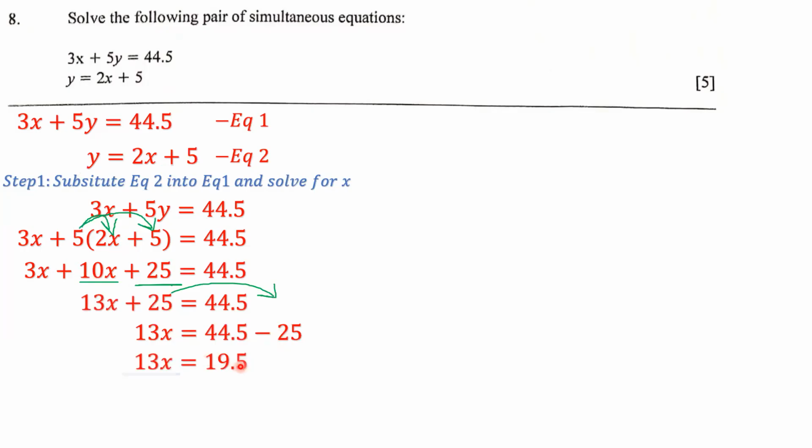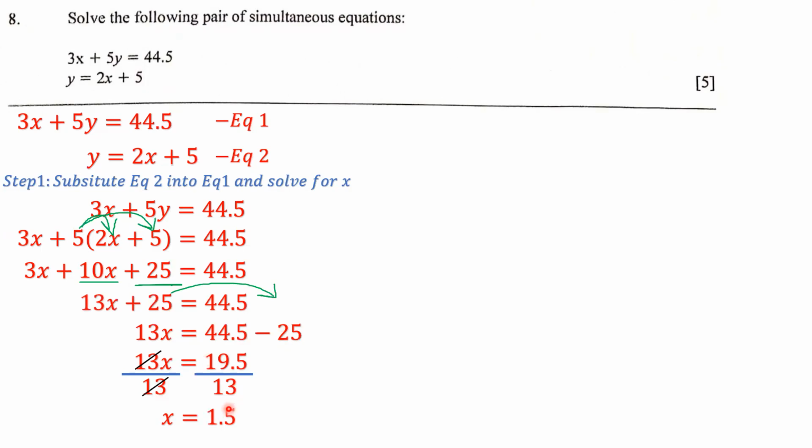And we divide both sides by 13. And so we get that x is equal to 1.5, because when we cancel this 13 with that 13, we get x. And when we do 19.5 divided by 13, we get 1.5. So x is equal to 1.5. That's our first variable that we solved.